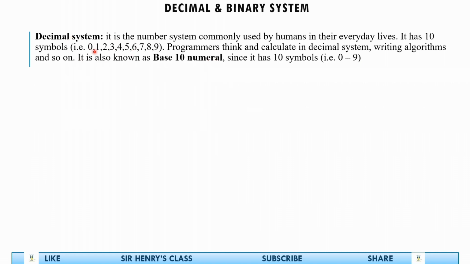So out of these 10 symbols we can form any number, right? We can form 10 out of these numbers. We can form 11. We can form 20. We can form 50. Just mention the number.